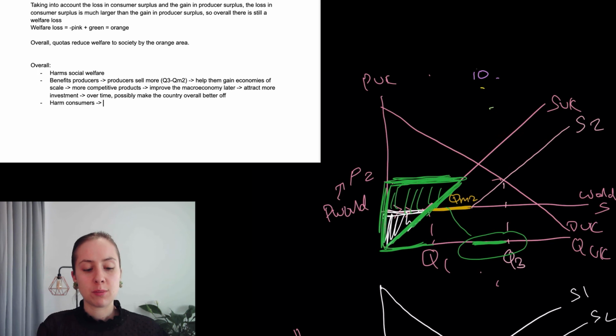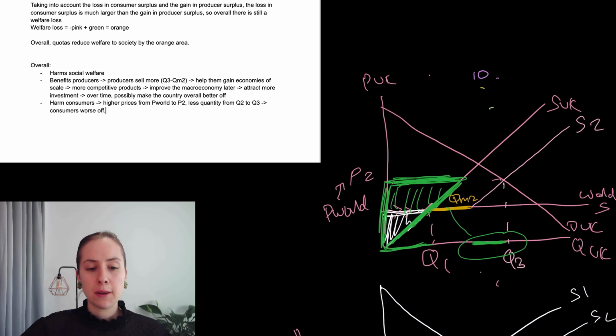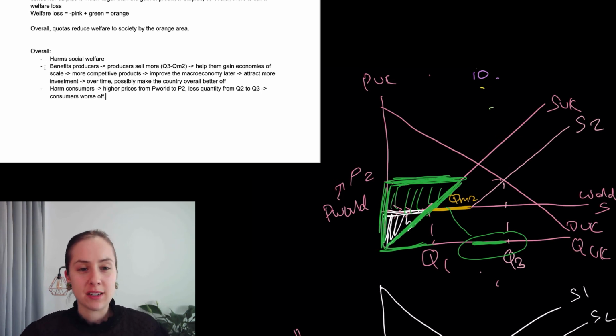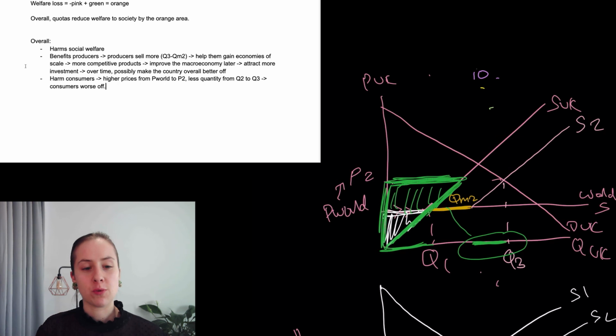It harms consumers because of the higher prices from P1 to P2. They also have less quantity, so less choice. Quantity falls from Q2 to Q3. And this makes consumers worse off. Maybe there's less pollution, I guess you could say, because there's less transportation and more buying locally. But that's the main picture of a quota.